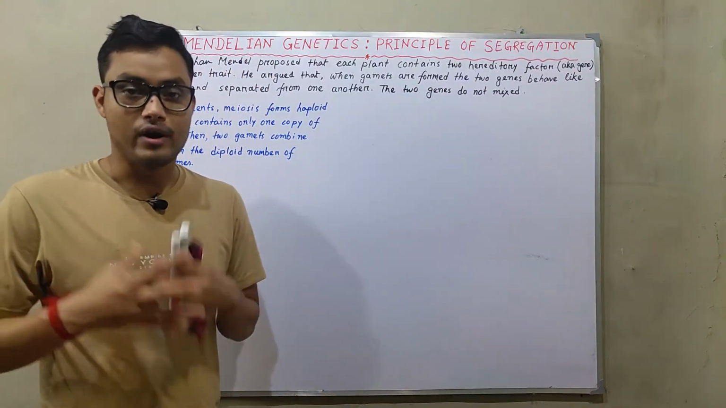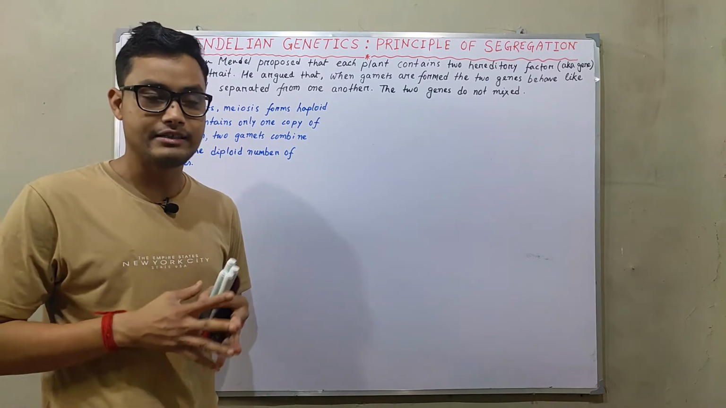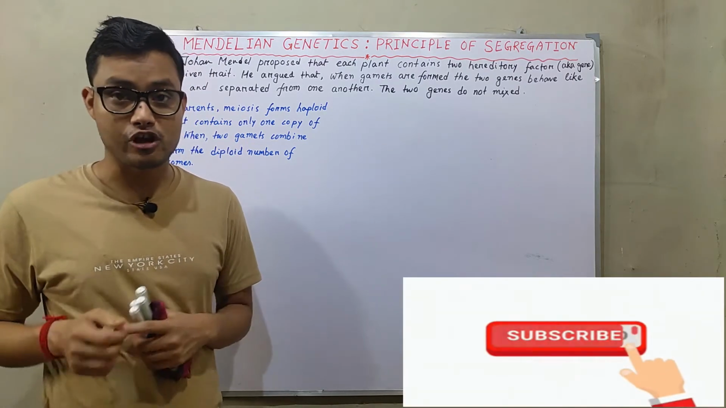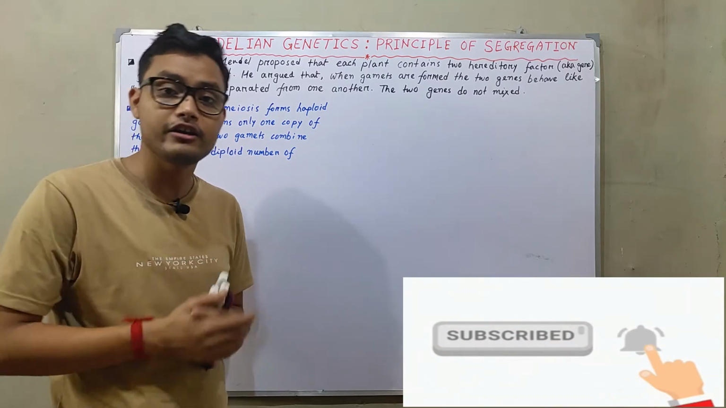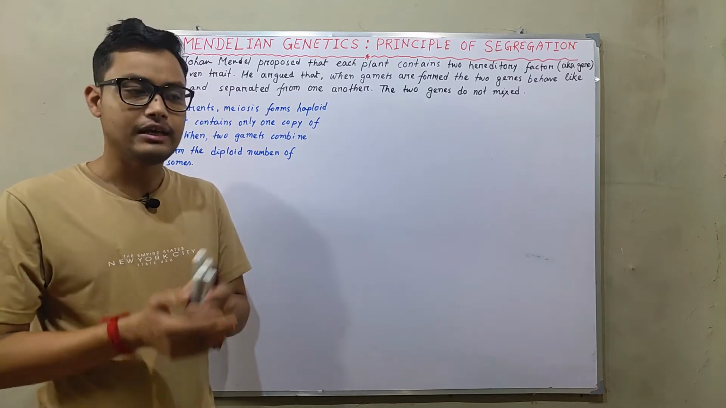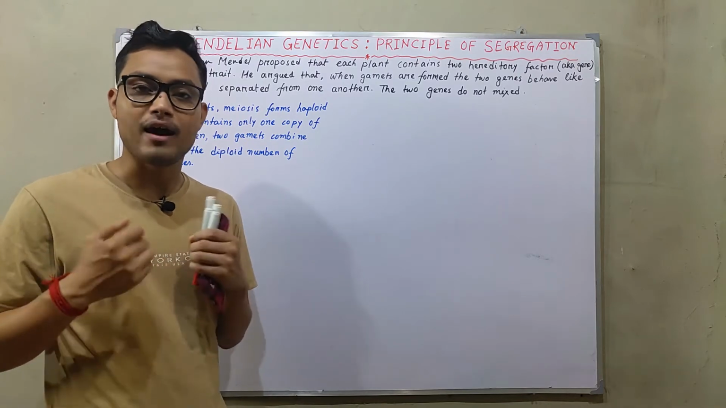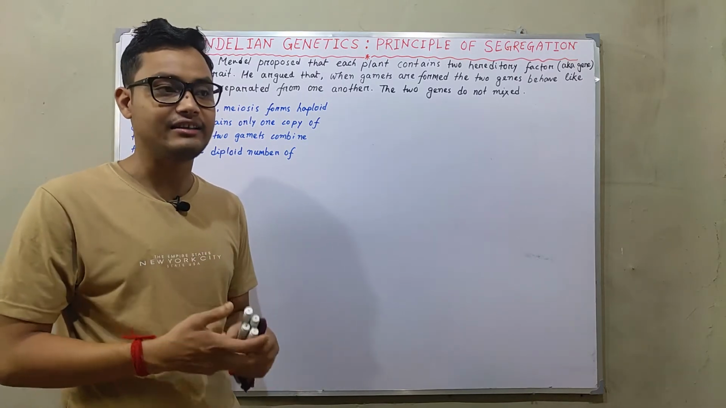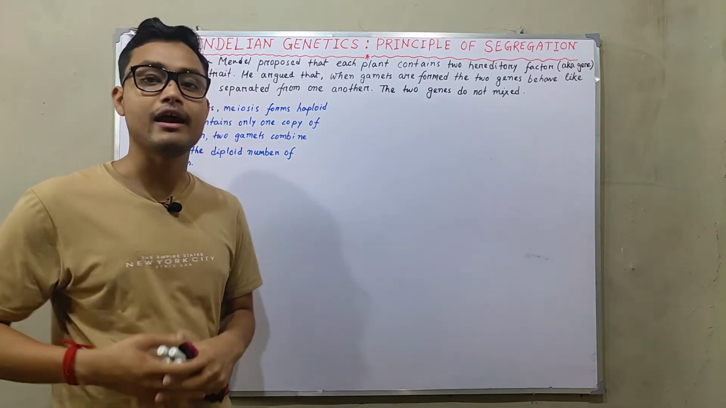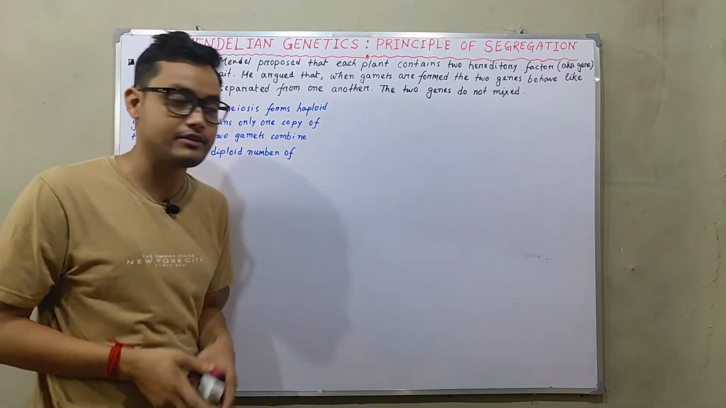Mendel worked on pea plants, and he identified some characteristic features that are responsible for the expression of traits. He termed them hereditary factors, also known as genes. Mendel concluded that the genes, or hereditary factors, work like particles, and they do not mix or blend with each other, but in the formation of gametes they are separated from one another. This was his first postulate, or first law.